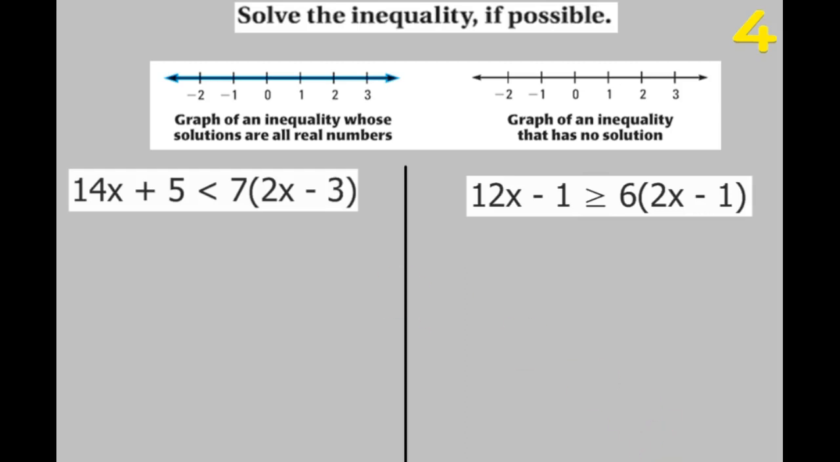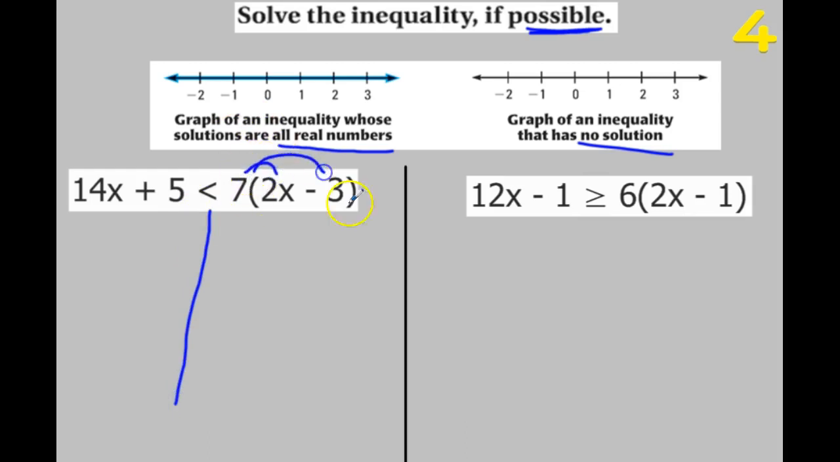So first, solve this if possible, because some might be possible, like one solution or all real numbers, and some might be not possible, no solution. And this is what I meant by the graphs. A graph with all real numbers is shown highlighting both ways, but with no solution, there's nothing even graphed on it. So let's solve this.